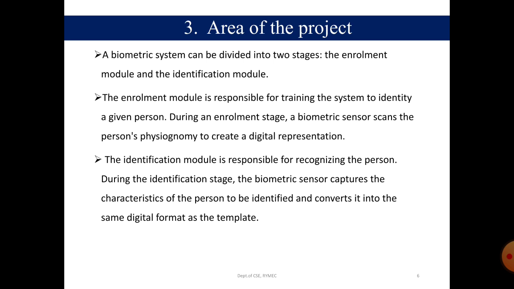Next, moving on to the area of the project, a biometric system can be divided into two stages, the enrollment module and the identification module. The enrollment module is responsible for training the system to identify the given person during an enrollment stage. A biometric sensor scans the person's physiognomy to create a digital representation. The identification module is responsible for recognizing the person. During the identification stage, the biometric sensor captures the characteristics of the person to be identified and converts it into the same digital format as the template.